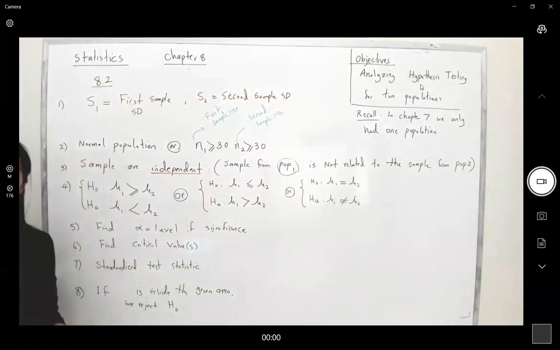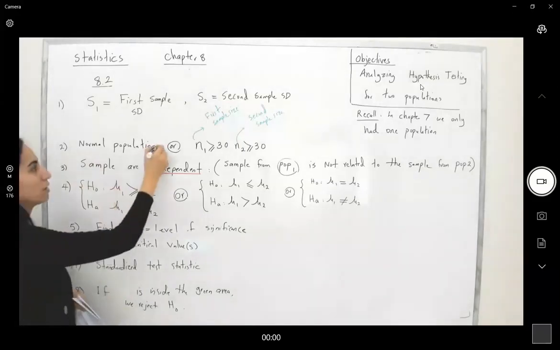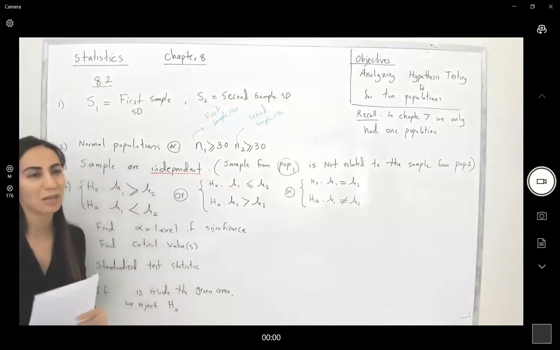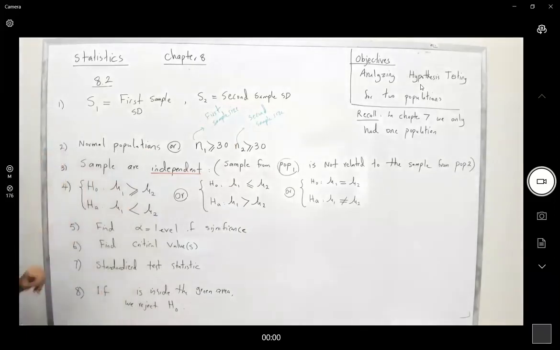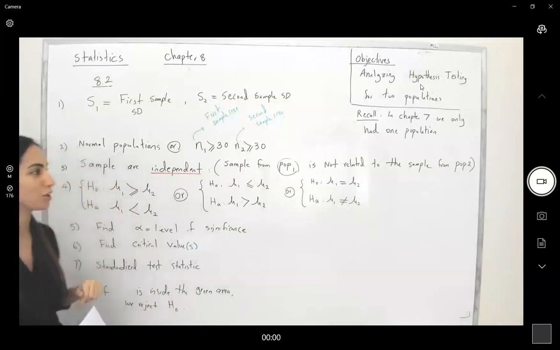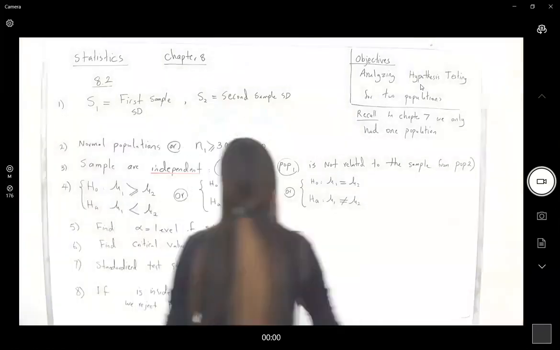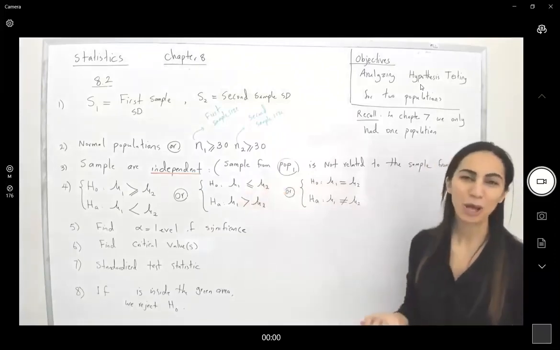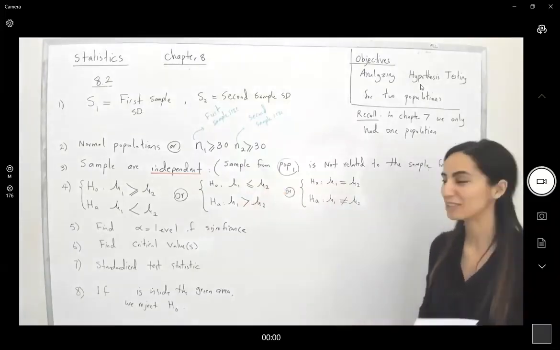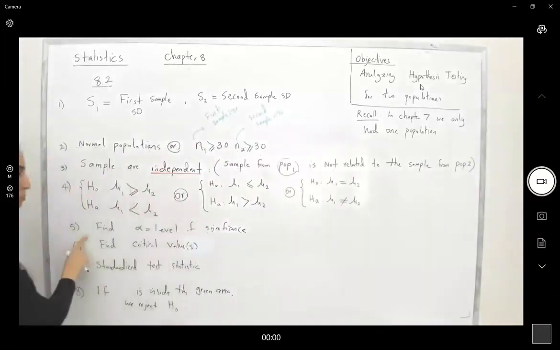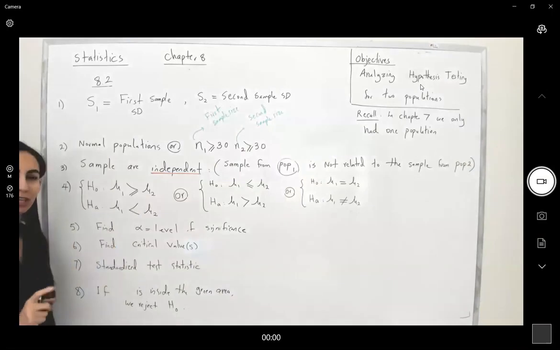The populations are normal, or N1 is greater than or equal to 30 and N2 is greater than or equal to 30. After that, we have to check to see if we have independent samples or not. Well, in step 4, we form our null hypothesis and alternative hypothesis. In the next step, we find alpha, the level of significance.